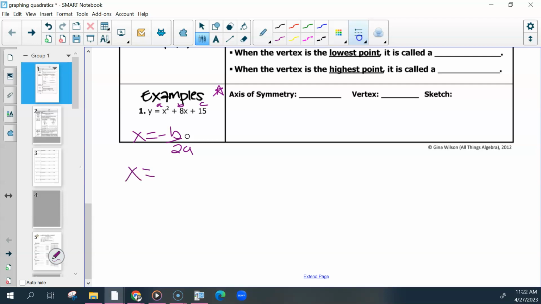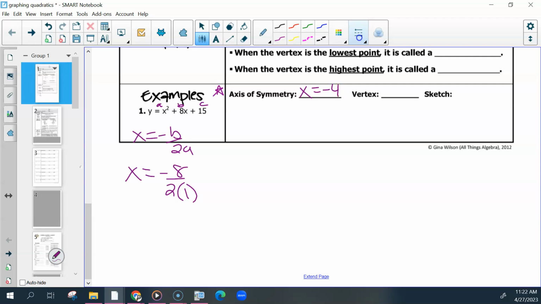X equals negative 8. So the negative is always in your formula, even if it's already negative. Over 2 times, what's your a value? 1. And then you would simplify. What would that simplify to be? Negative 4. So that's where your axis of symmetry would be. X equals negative 4.